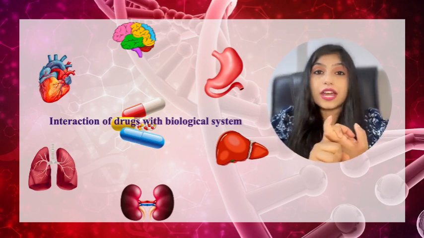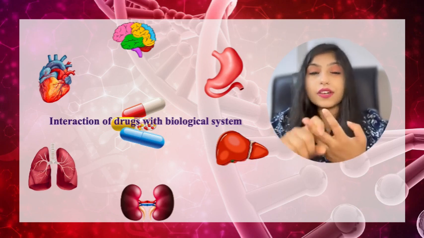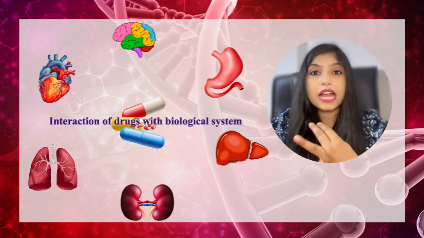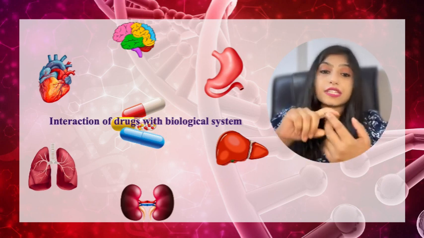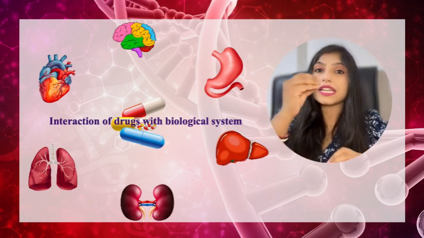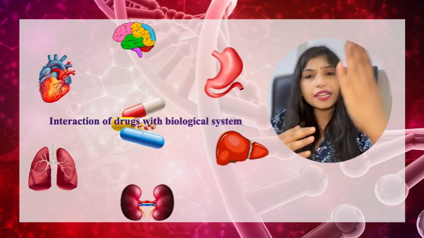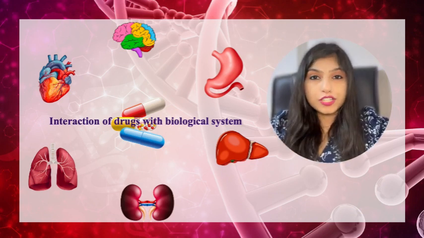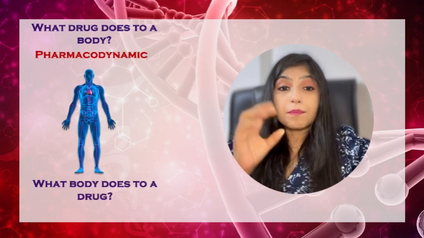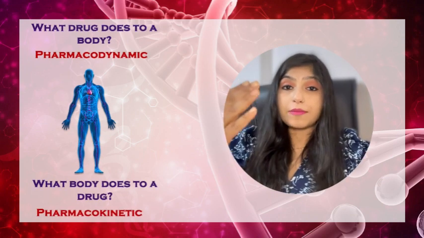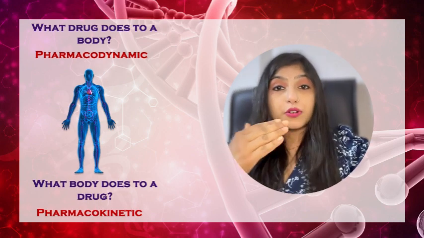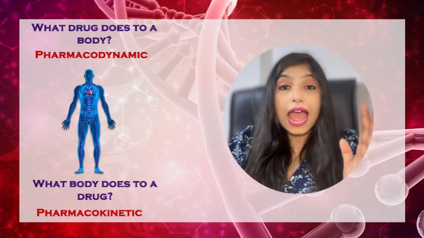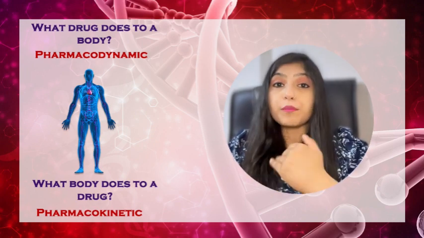How your drug interacts with the cardiovascular system, with the central nervous system, with your urinary system, with your gastrointestinal tract, with your reproductive system, with your respiratory system, everything, right from its ingestion to excretion, the entire travel of the drug in the body is mapped out in the study of pharmacology. The two main parts of pharmacology are pharmacodynamics and pharmacokinetics. Pharmacodynamics defines what the drug does to the body, and pharmacokinetics means what the body does to the drug.